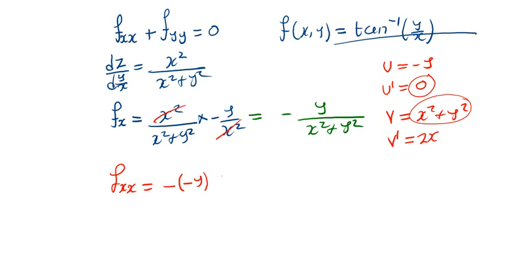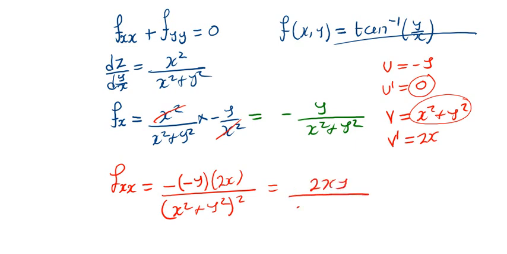Then what is our v prime? Our v prime is positive 2x. That's just divided by v squared. That's going to be x squared plus y squared. We put them in brackets, squared like that. This is just going to be positive 2xy divided by x squared plus y squared, then that's going to be squared like that. So this is the second partial derivative of that function that we have with respect to x.